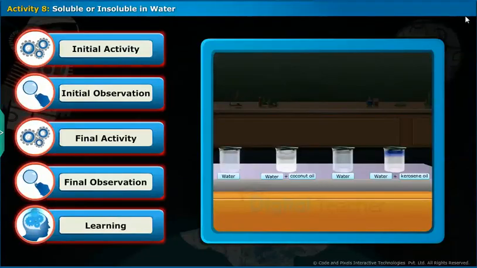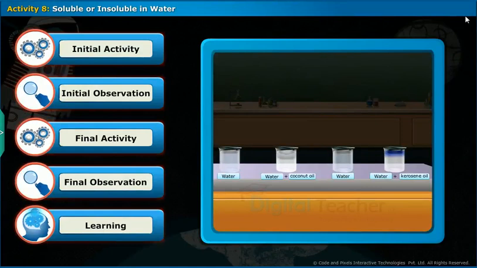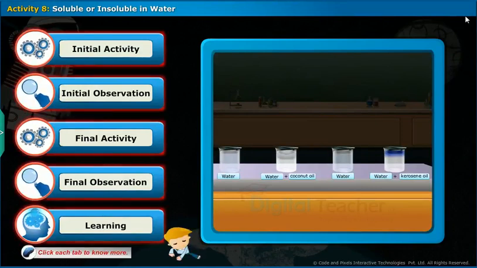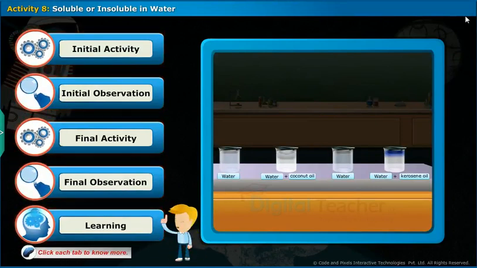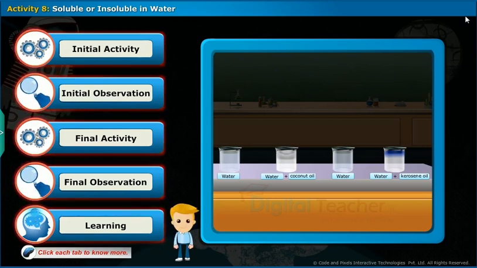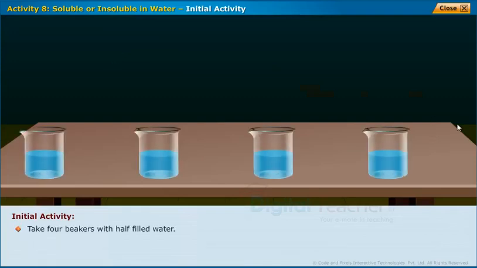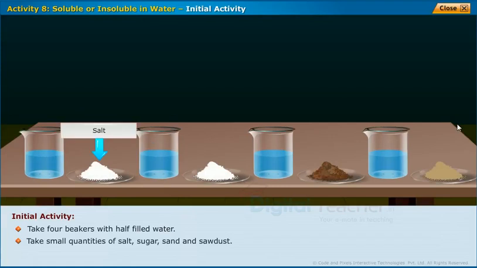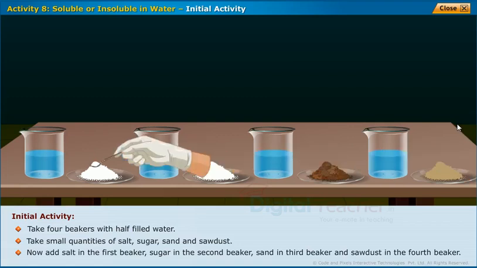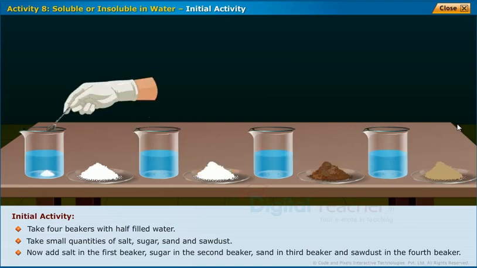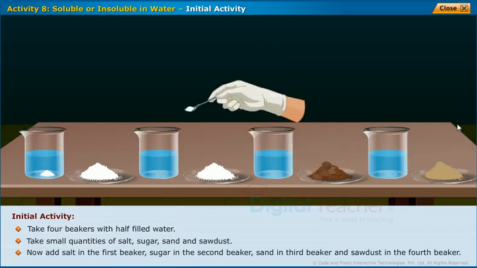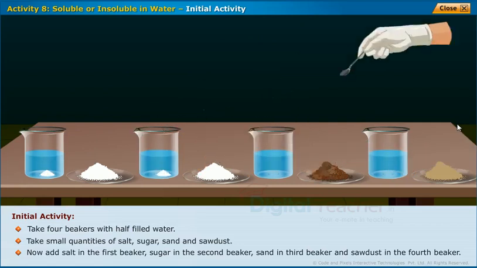Now, let us do a simple activity to know the solubility of substances. Click each tab to know more. Take 4 beakers with half-filled water. Take small quantities of salt, sugar, sand and sawdust. Now add salt in the first beaker, sugar in the second beaker, sand in the third beaker and sawdust in the fourth beaker.